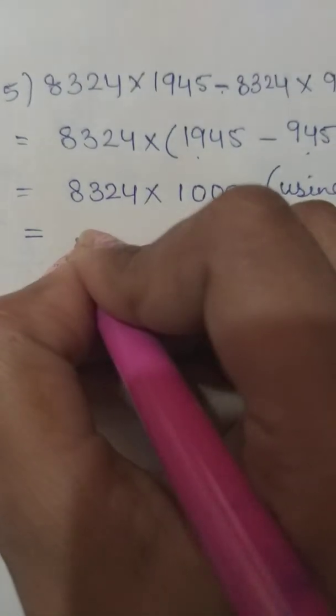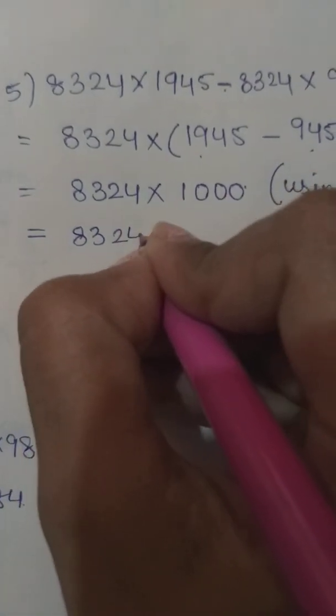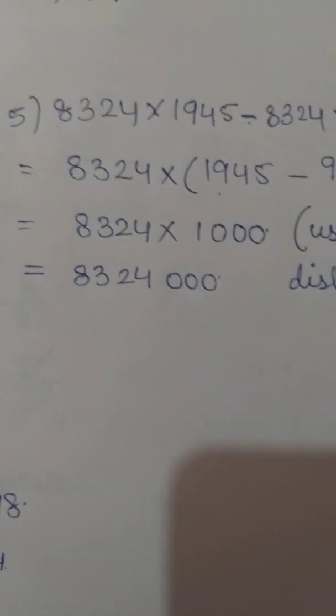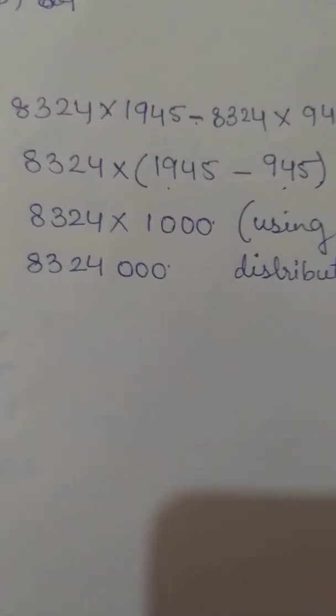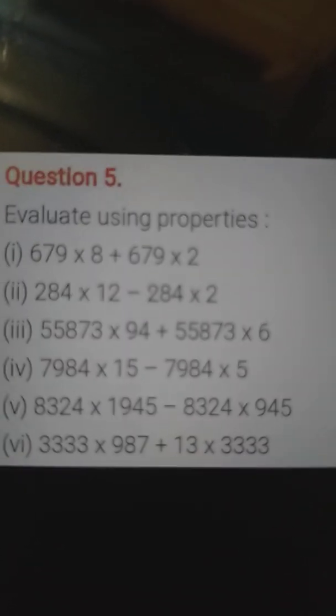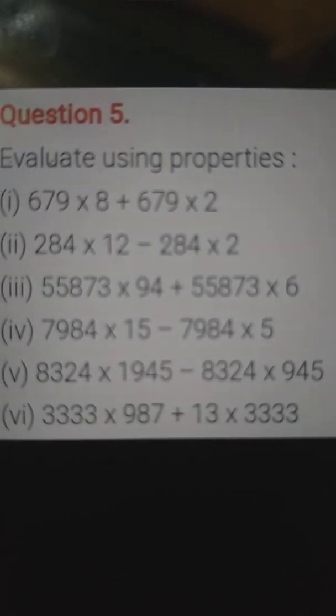Okay, property of distributivity. Now multiply the numbers and you will get the answer, 8324 and 0. So this is the answer, a much simpler way to solve it. Next, do the remaining questions for practice, all the remaining questions.